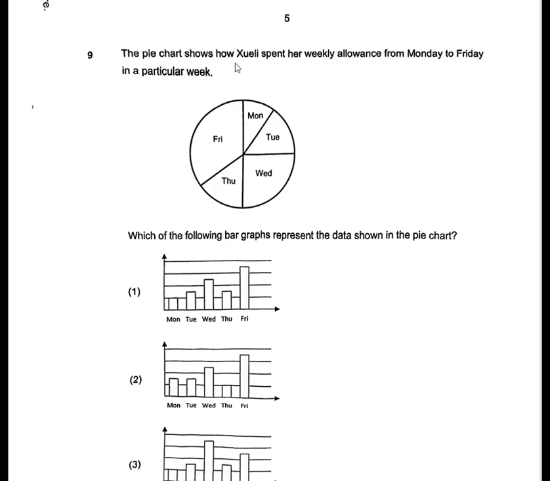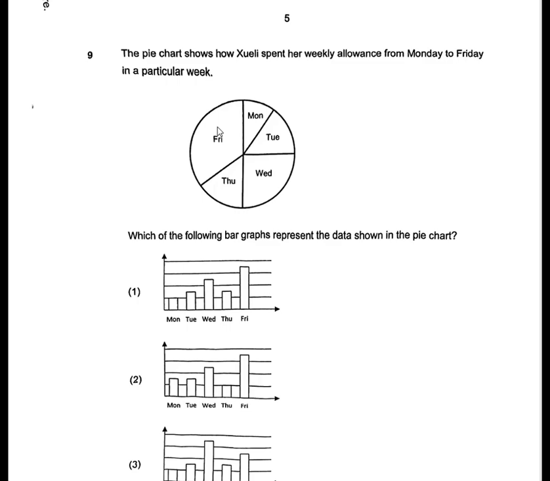The pie chart shows how Julie spent her weekly allowance from Monday to Friday in a particular week. Which of the following bar graphs represent the data shown in the pie chart? It's very hard to compare them, but looking at it, for example, Wednesday is quarter circle. Now, Friday is definitely more than that. And looking at it, we can say that the day in which Julie spent the highest amount of money is Friday.